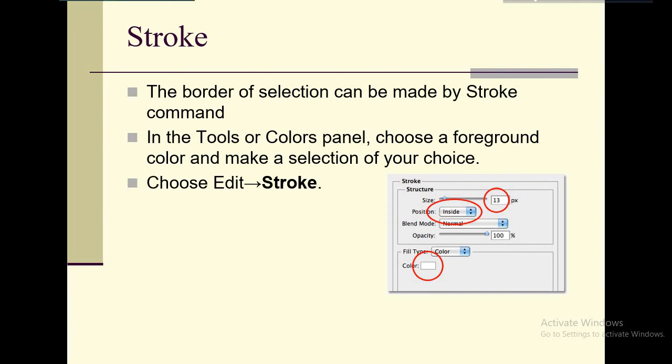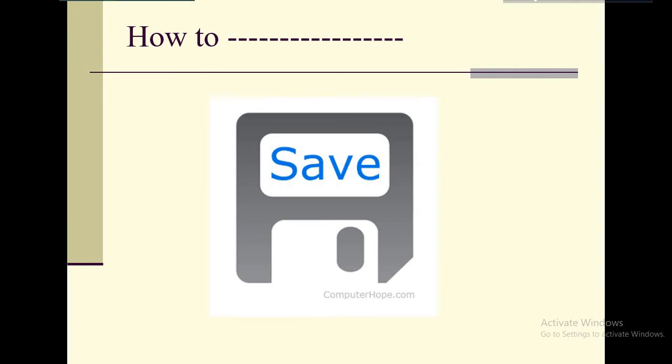Stroke, that means the border of a picture. By using the stroke command we can change the border. Here the border size is 13 pixels, we can change it also. So the stroke command is used for changing the border.